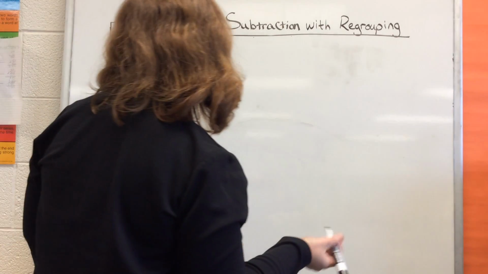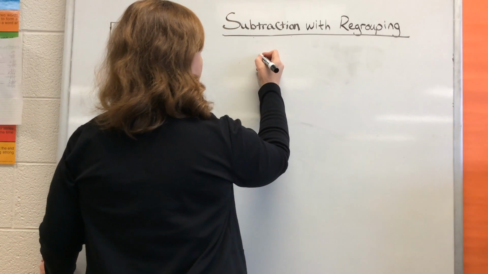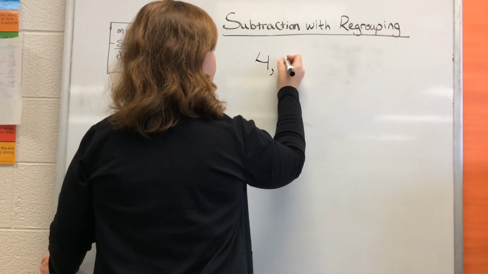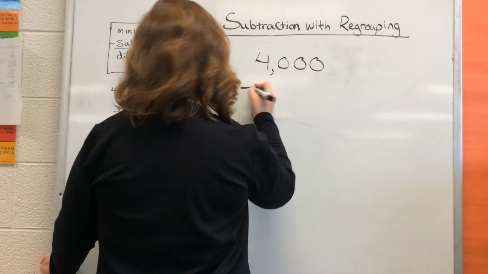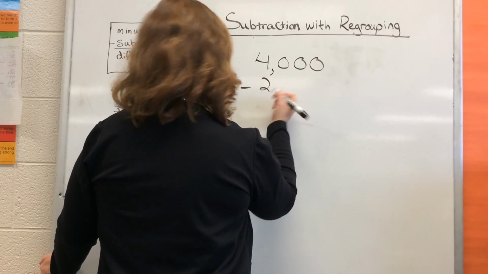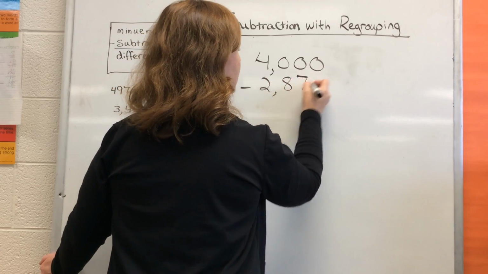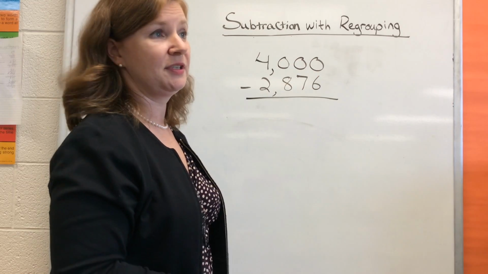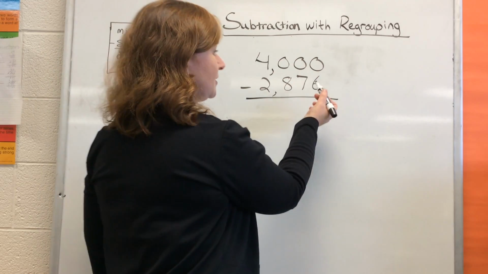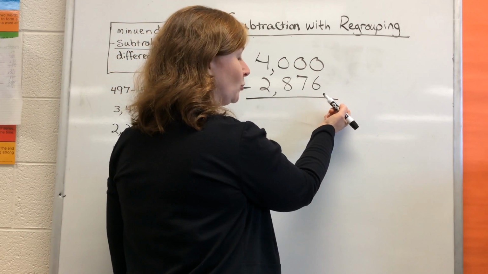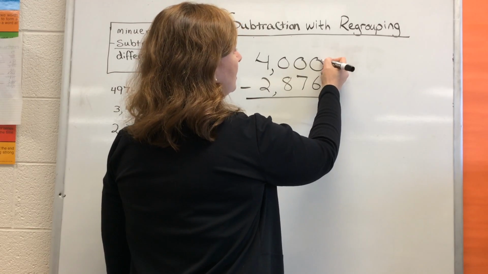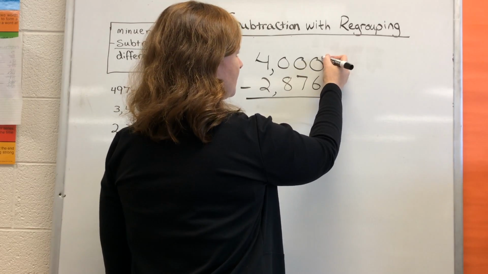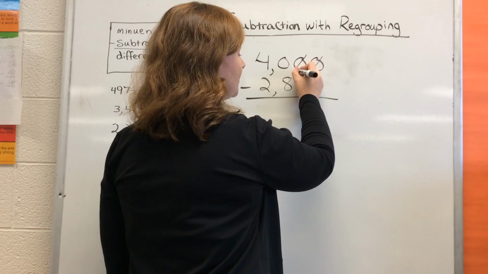One last problem with a bunch of zeros in the minuend. So 4,000 minus 2,876. All right, I have a bunch of digits that I can't subtract. So I'm going to start here on the right, just like normal. I cannot take 6 away from 0. 6 is bigger than 0, so I cross off 2 numbers.